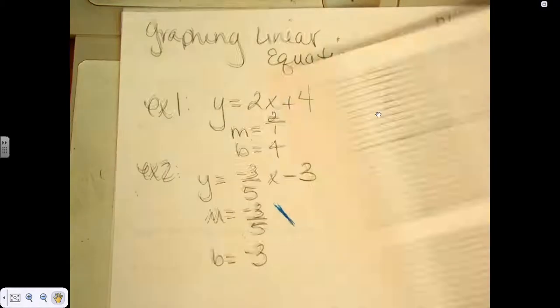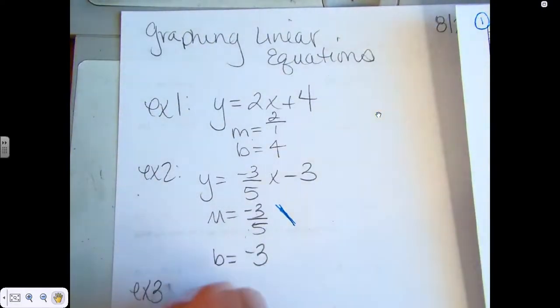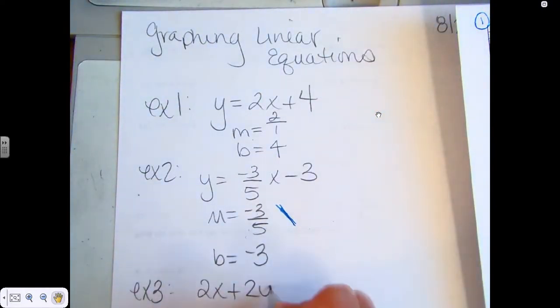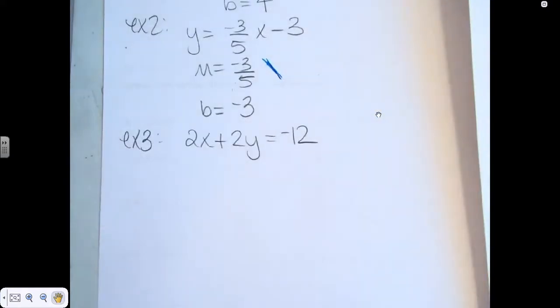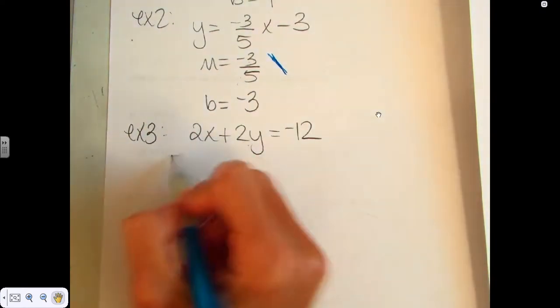Okay, number 3. Now, this equation, 2x plus 2y is equal to negative 12. This is in standard form. Your general form of standard is ax plus by equals c. So this is standard form. Before I can identify slope and y-intercept, I have to put it in slope-intercept form. Basically we're solving for y, which is what we did last unit, our literal equations. So I'm solving for y, so I need to get rid of 2x.